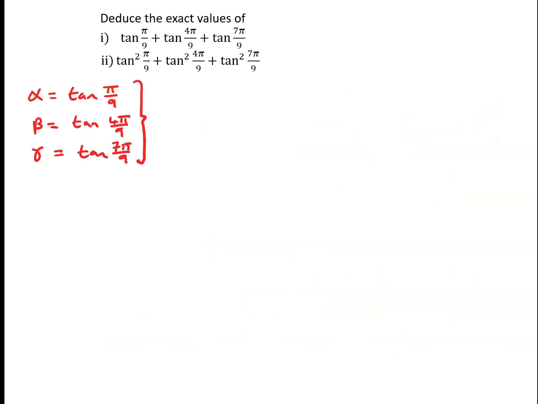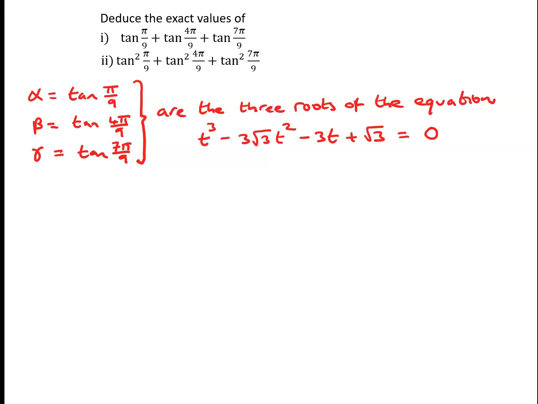Okay, right, so deduce the exact values of, first of all, tan of pi by 9 plus tan of 4 pi by 9 plus tan of 7 pi by 9, and then secondly, tan squared pi by 9, tan squared 4 pi by 9, and tan squared 7 pi by 9. Well, if we call those 3 values, the 3 roots, alpha, beta, and gamma, then alpha, beta, and gamma are the roots of t cubed minus 3 root 3 t squared minus 3t plus root 3 equals 0.